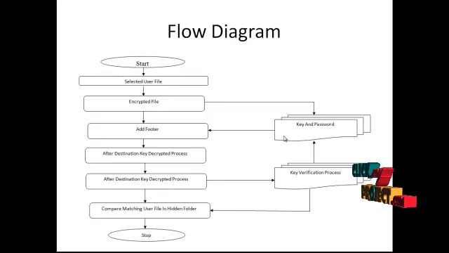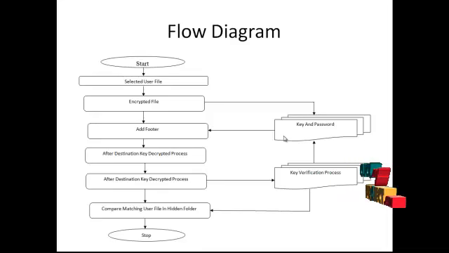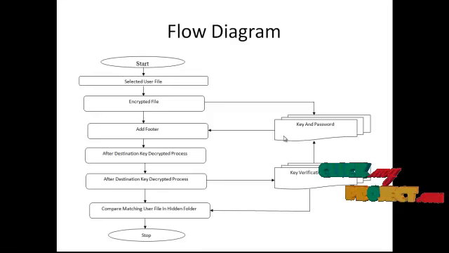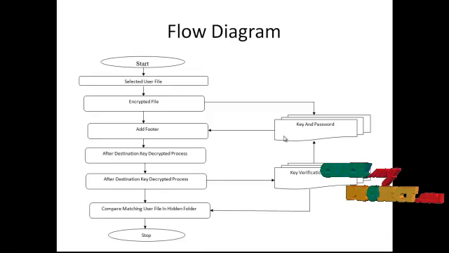After the destination key decrypting process, the matching user file is compared in the hidden folder. For security purposes, the same IP address is generated for the user who is given the file, but if a wrong IP address is generated, that is treated as a user hacking process. So we don't get the file.